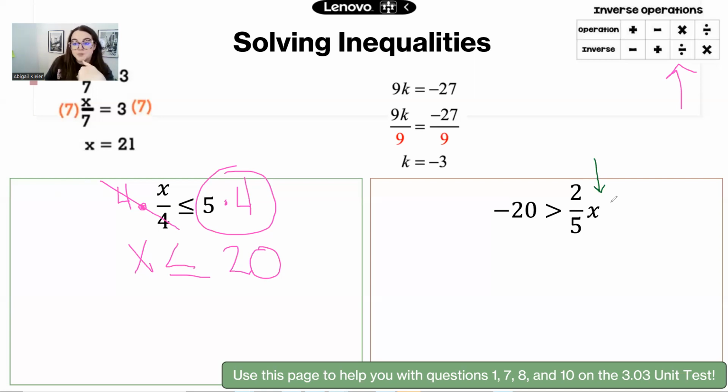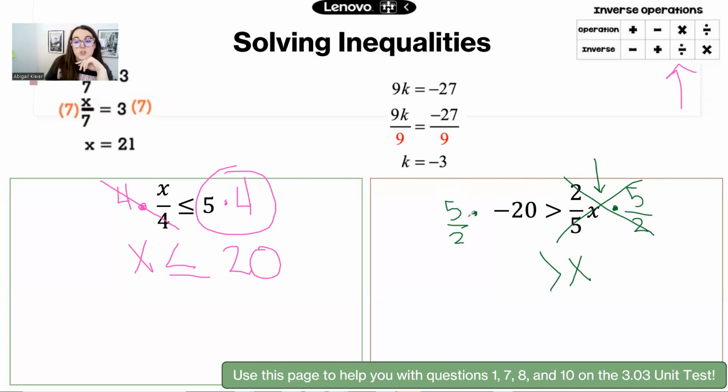So this variable is being multiplied by 2 over 5. So in order to undo multiplication, we are going to divide. But since it's a fraction, we know that using keep, change, flip, that's the same thing as multiplying by the reciprocal. So in order to cancel out 2 over 5, we're going to multiply both sides by 5 over 2. This cancels out that fraction. We're left with x and our symbol, and then we have a multiplication problem over here.